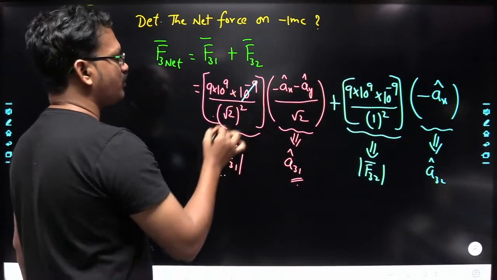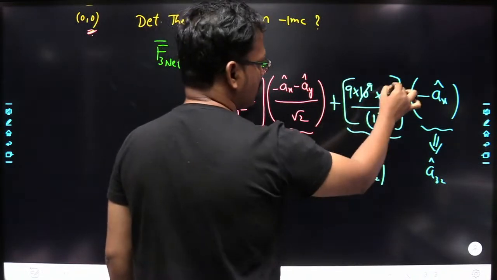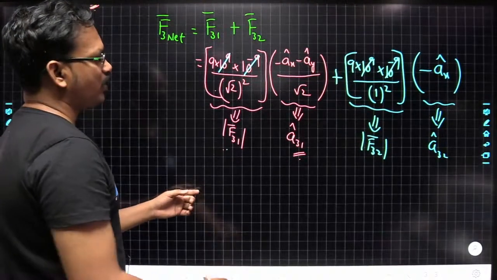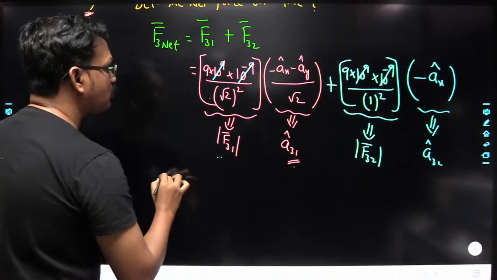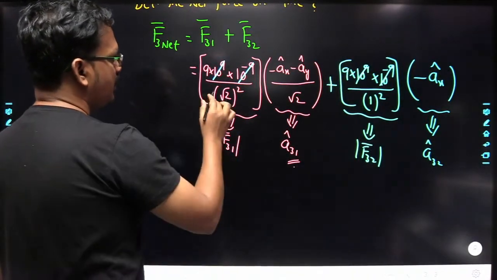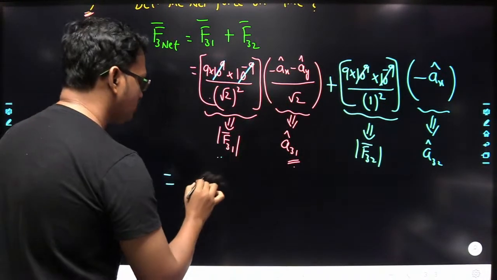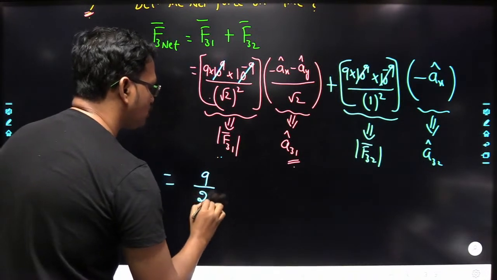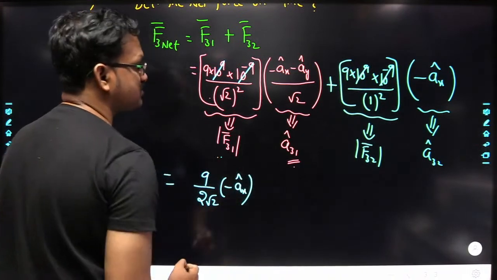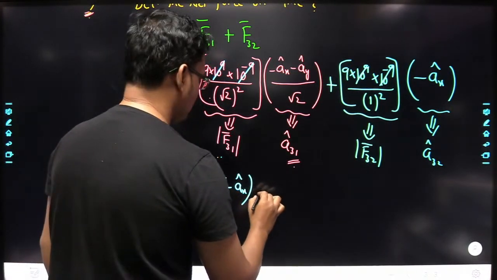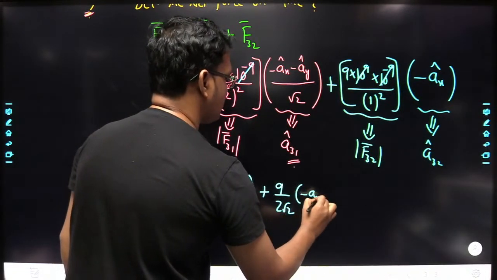Okay, now you can simplify this one here. Now here 10 power minus 9 will get cancelled. Yes or no? Here also 10 power minus 9 will get cancelled. Now add up the x components and y components. So what are you going to get? Here you will get 9. Here root 2 whole square means 2. Here root 2. So you will get 9 by 2 root 2 minus ax cap, plus 9 by 2 root 2 minus ay cap.